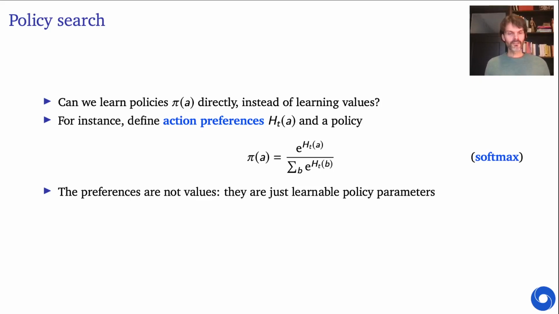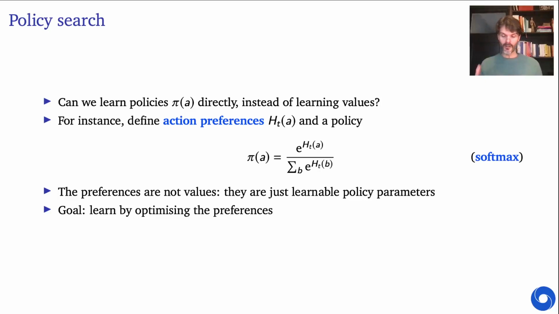Note that the preferences themselves are not supposed to be action values per se. We could plug in action values into a softmax policy for sure, but now we're considering them just to be learnable policy parameters, and we're going to ask the question: how could we update these preferences in such a way that the policy gets better over time? So the goal is to optimize the preferences so that the policy becomes very good. And the question is, how can we do that?